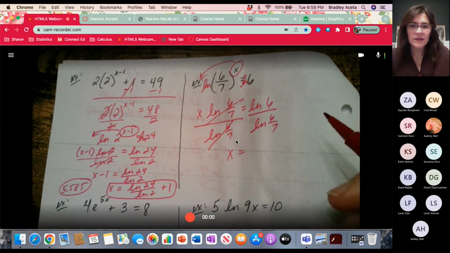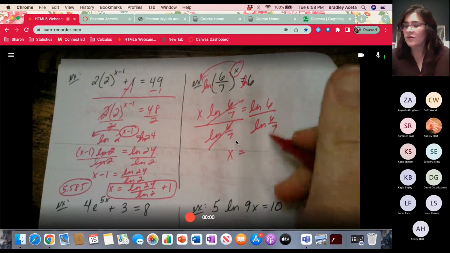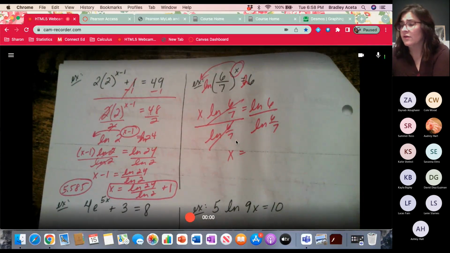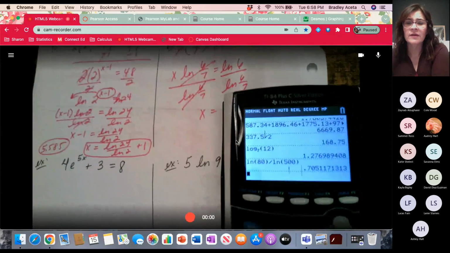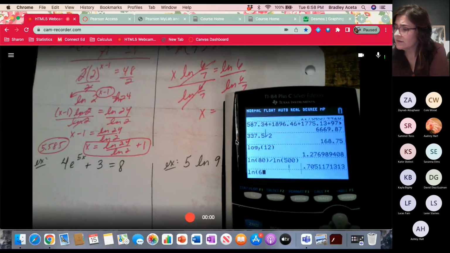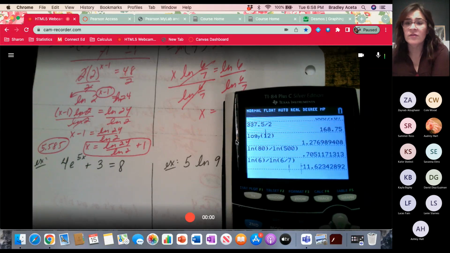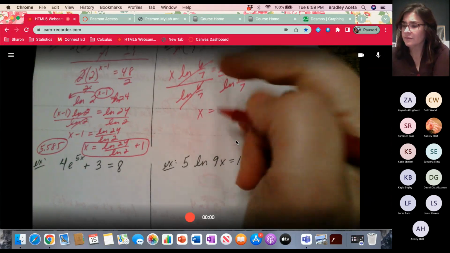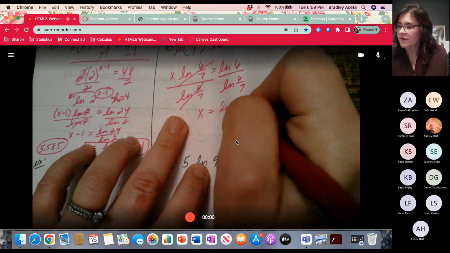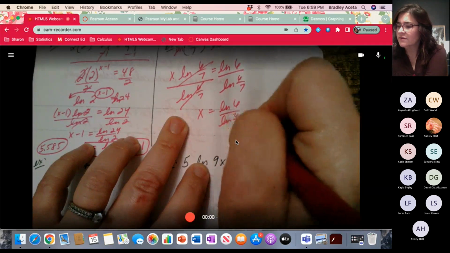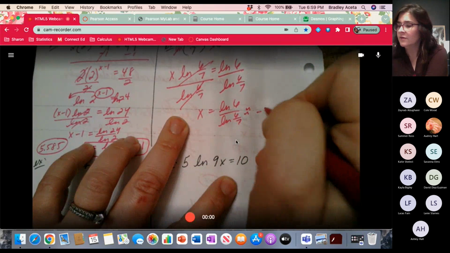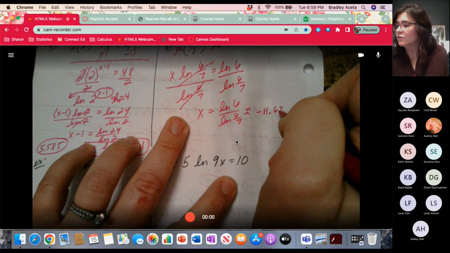And don't think that you're allowed to cancel any of these things. That's just how you leave it. You actually just type it in your calculator just like that. You type ln 6 divide ln of 6/7. And you get negative 11.623. So ln of 6 over ln of 6/7, which is negative 11.623.